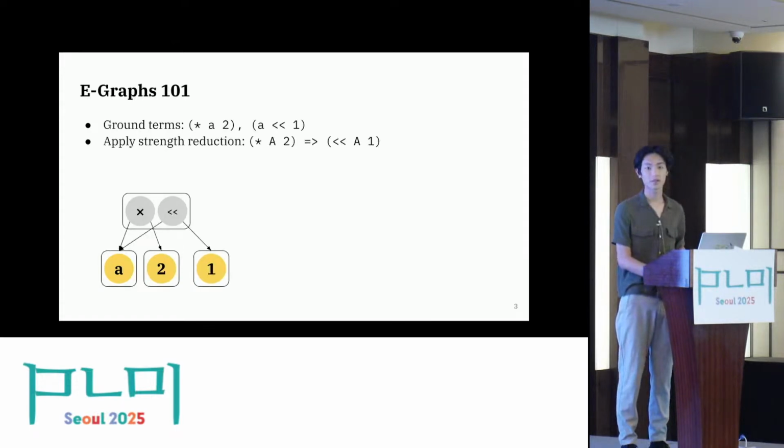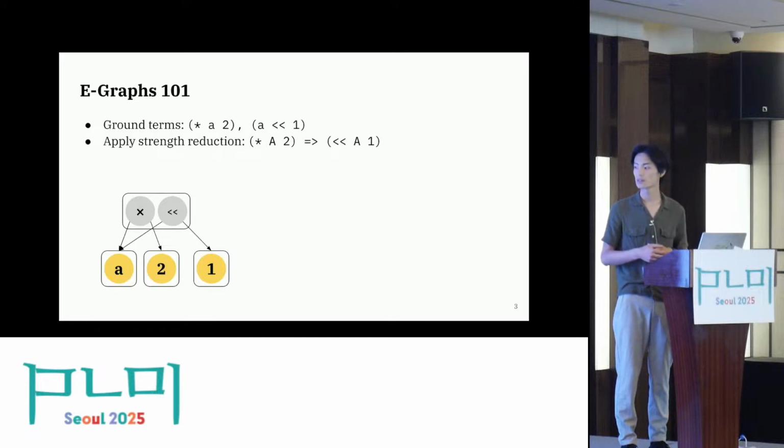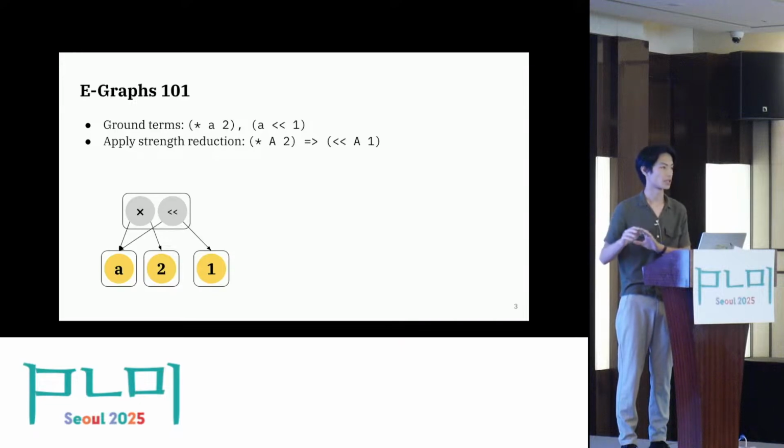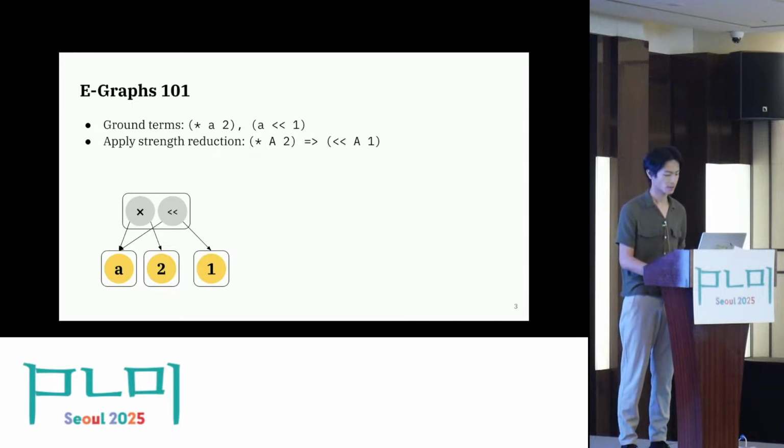The nice thing about EGRAPHS is that you can add more ground terms to the eGraph using rewrite rules. For example, in this case, we apply strength reduction. And a really neat feature of eGraphs is that it does term sharing and some other ways to reduce the size of the eGraph. In this case, we only have these 5 e nodes in order to represent these 2 ground terms.